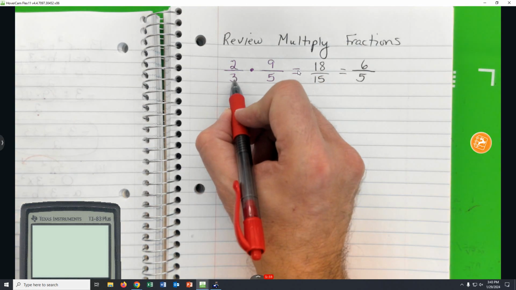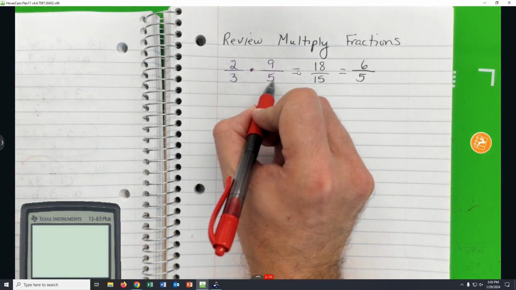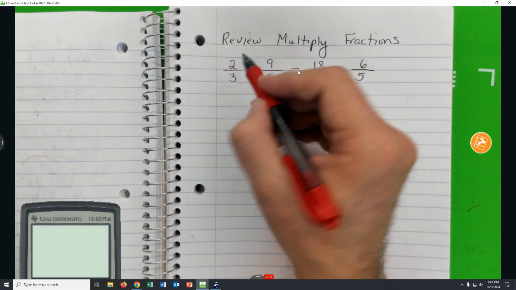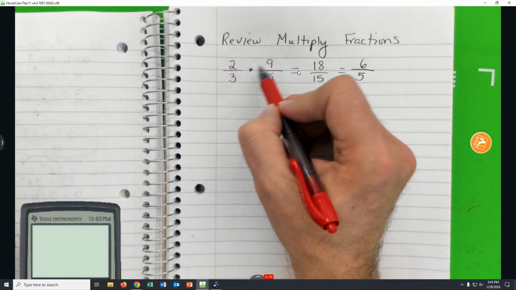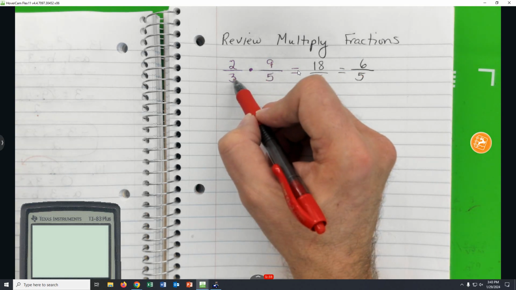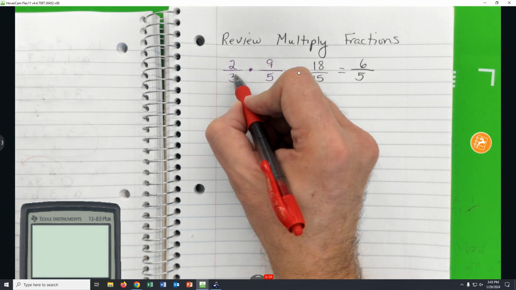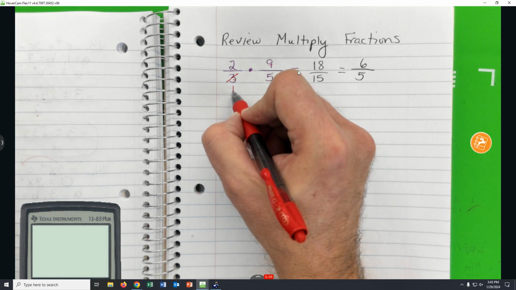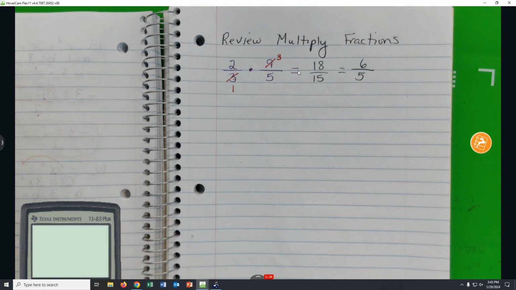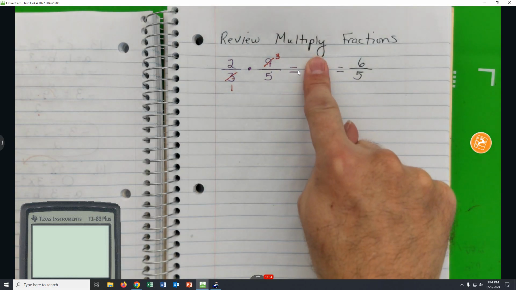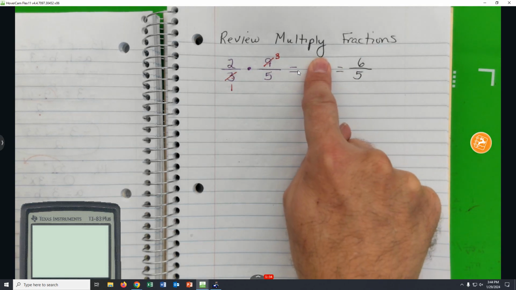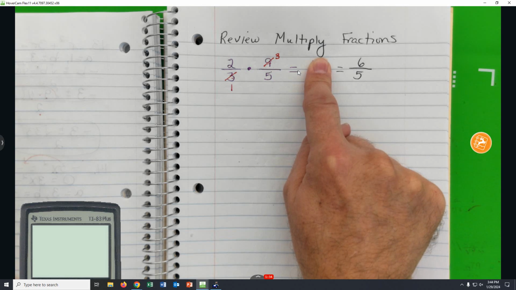What else? Another way you can do these is to cross cancel. Looking at the 2 and 5, there's nothing that divides evenly into those. Looking at the 3 and 9, is there some number that divides evenly into both of those other than 1? 3. If I divided 3 by 3, I'd get a 1. If I divided 9 by 3, I'd get a 3. Then multiply straight across. By doing that, you skip this step and go straight to the 6 over 5. This is called cross-canceling with multiplying numbers.